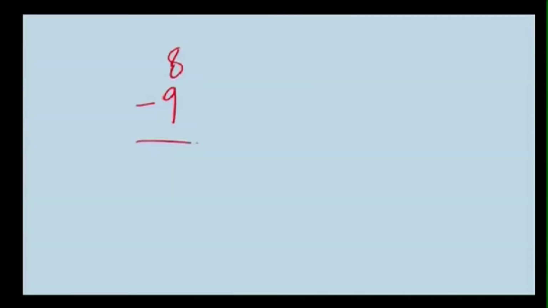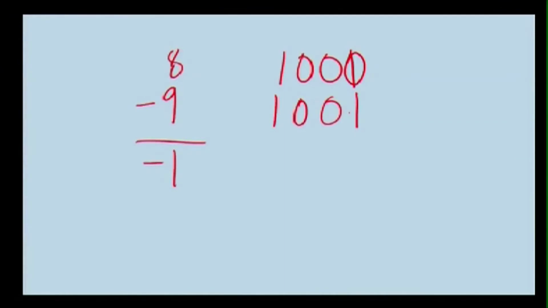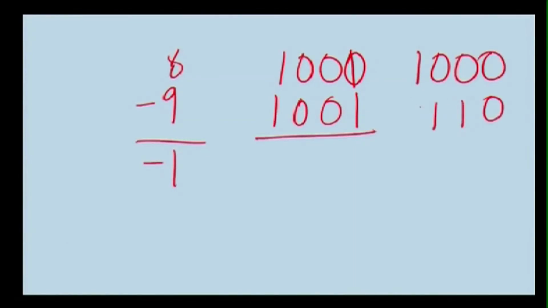Now let us take one more example to understand this better. We will take 8 minus 9. I am getting minus 1. It is 1001 and 1, this should be 0, 0 here and not 1, and here it is 1001. So when I take this number, I can take this as it is without any change, whereas I should take the 1's complement of this number.